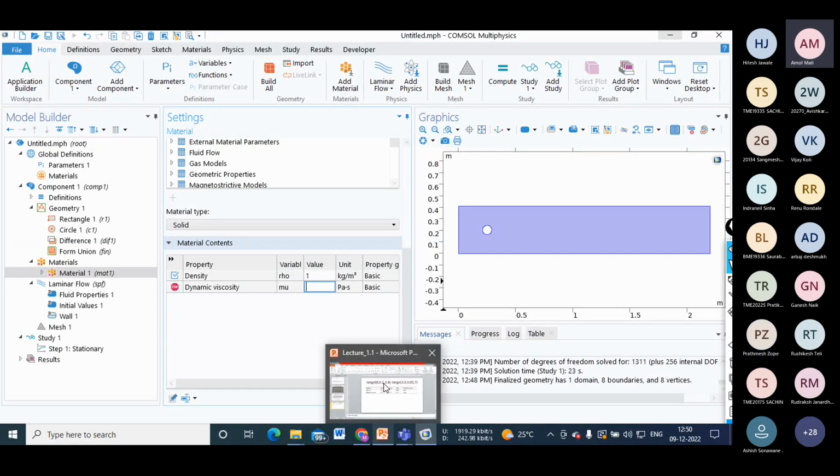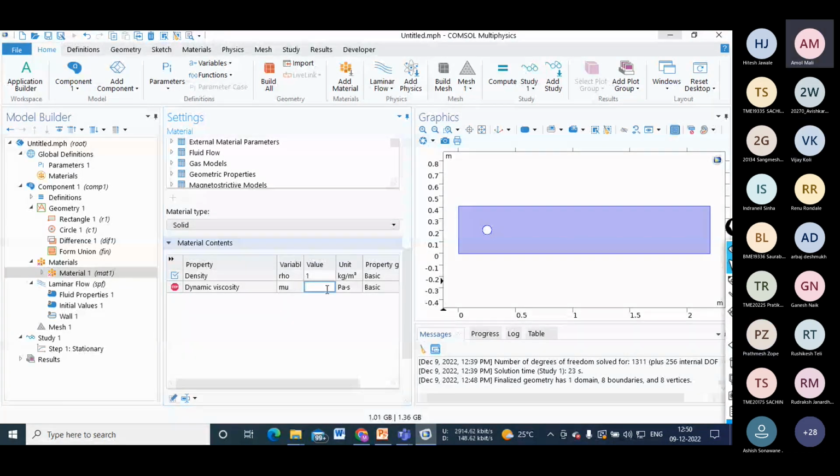Dynamic viscosity? Dynamic viscosity of air. I think you have learned in fluid mechanics. And you should always remember what is the density of air, what is the density of water, what is the density of mercury. These are standard, and we should know all three of them. 1 into e⁻³. Okay, that is the dynamic viscosity.